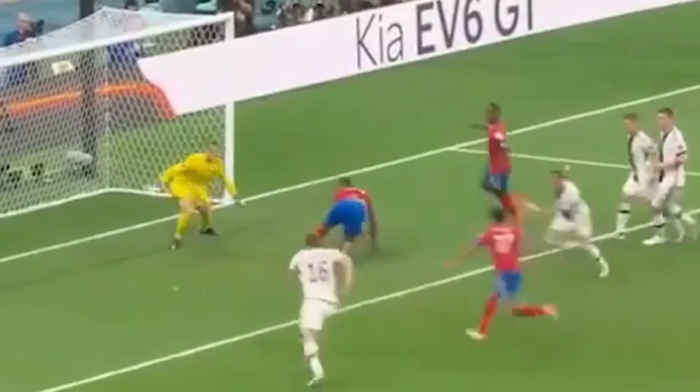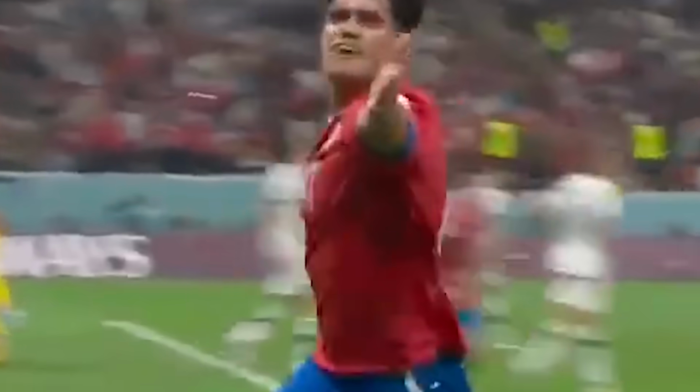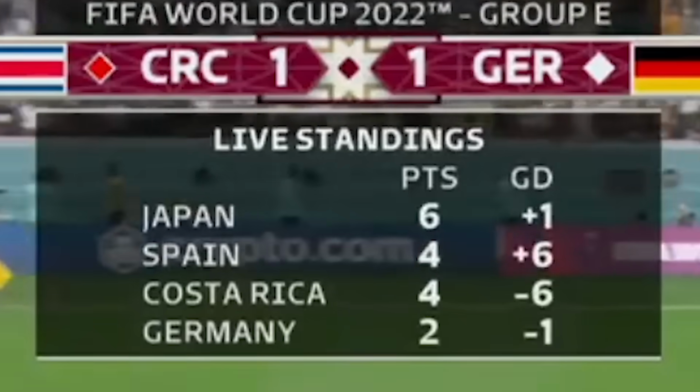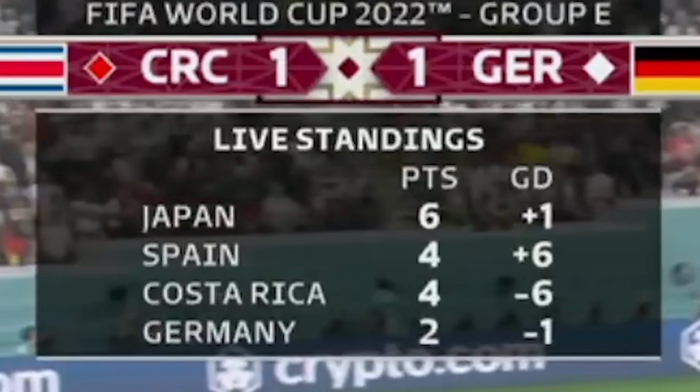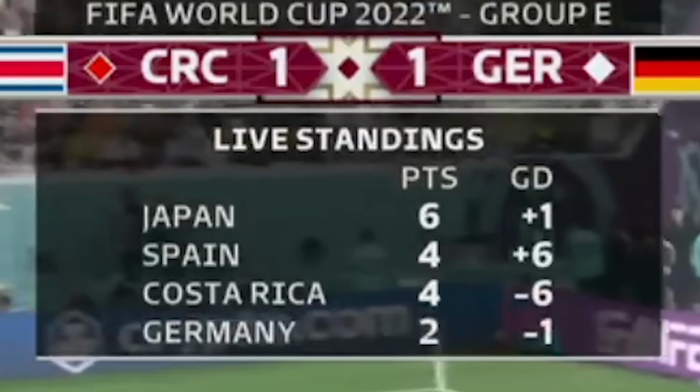But you must have forgotten, there was another game happening. 57 minutes played, Costa Rica score an equalizer, and now things get real interesting in the table. Japan remain top of the group while Spain and Costa Rica are tied on points, although Spain still remain in second due to that goal difference.